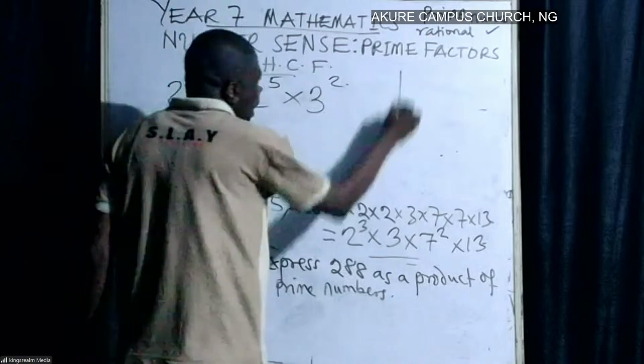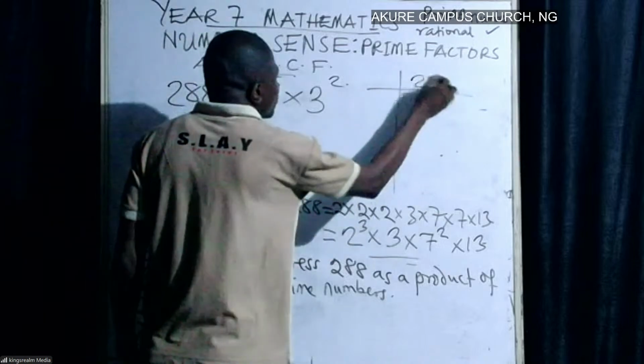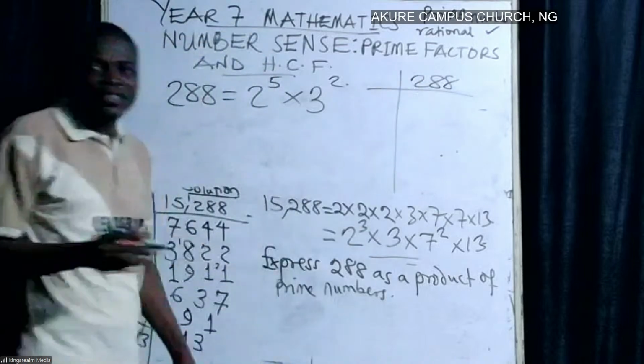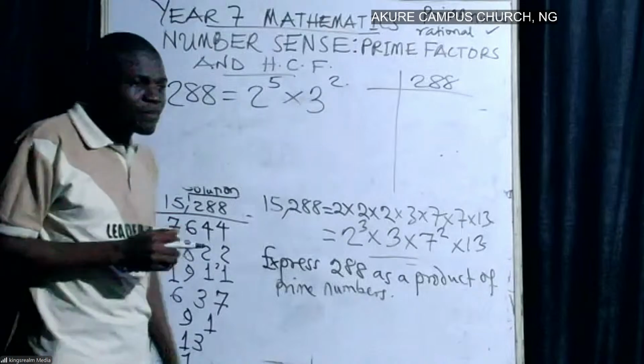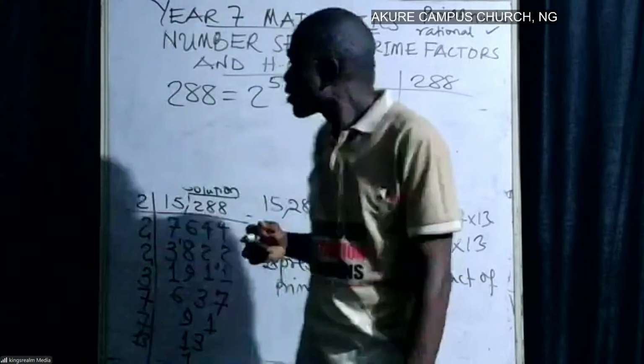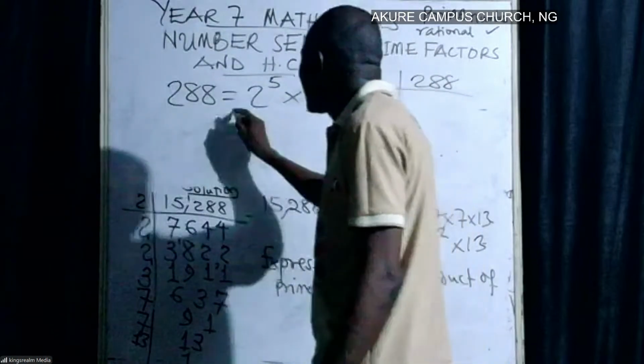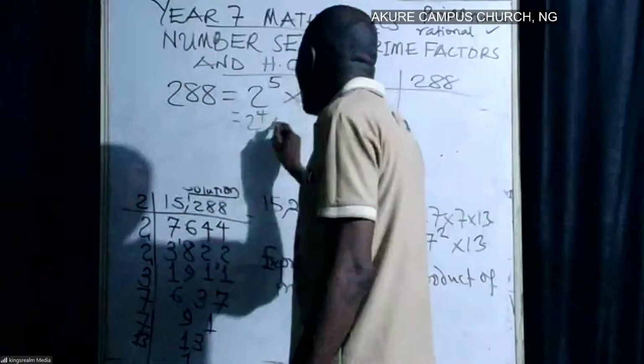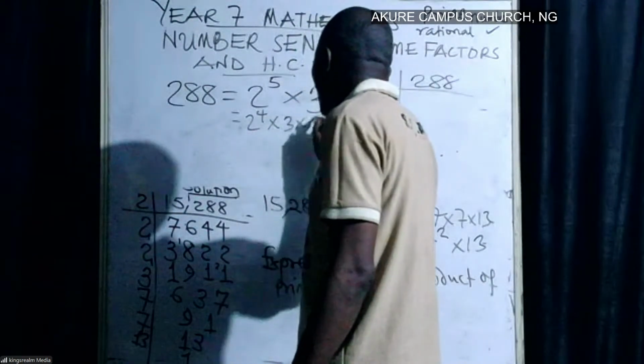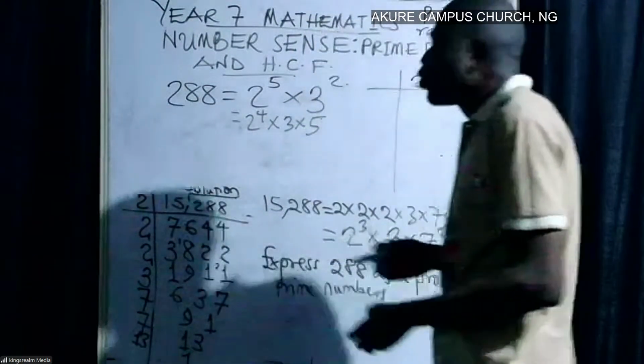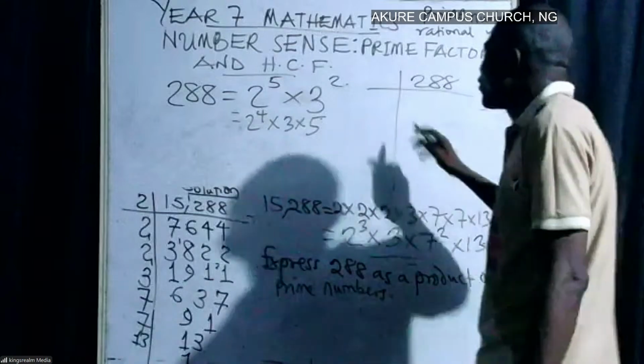So if we have to divide. Sir, I have a different one. Okay, David, give me your answer. 2 raised to power 4 times 3 times 5. Okay, let's see who is right among the two of you.